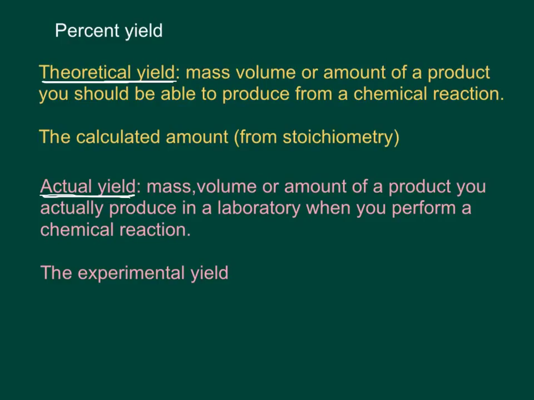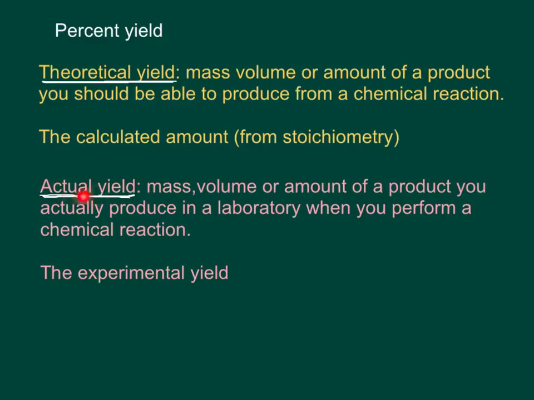So the first term I want to define is called your theoretical yield. Your theoretical yield is your calculated amount of product that you should get when you use a stoichiometry problem. So I have a chemical reaction and I make a calculation as to how much product I'm going to produce. That's my theoretical yield. That's what I should get.